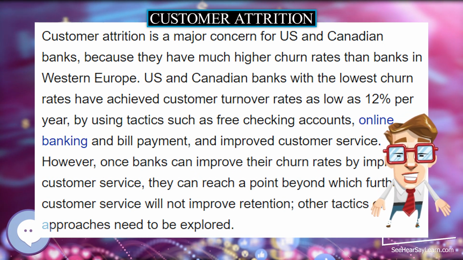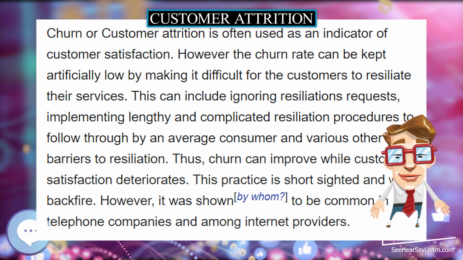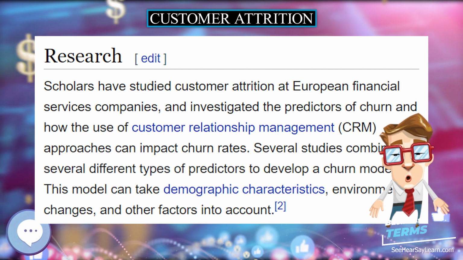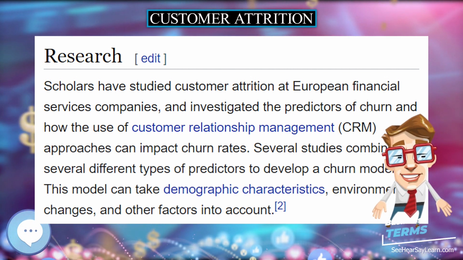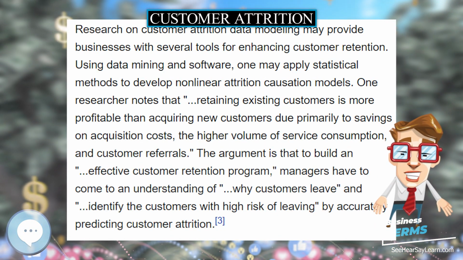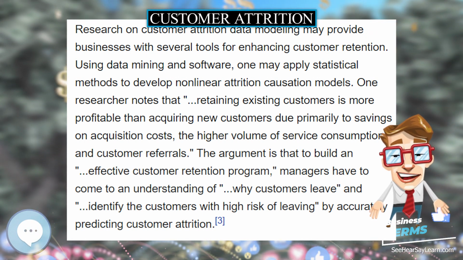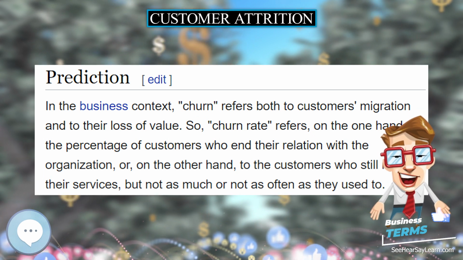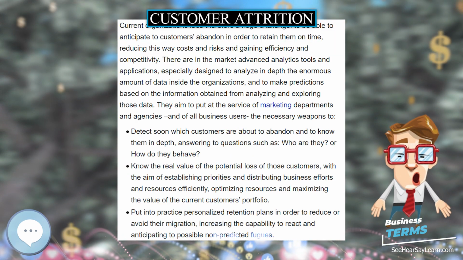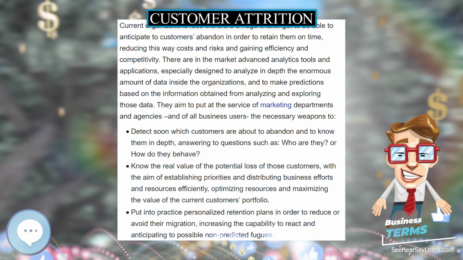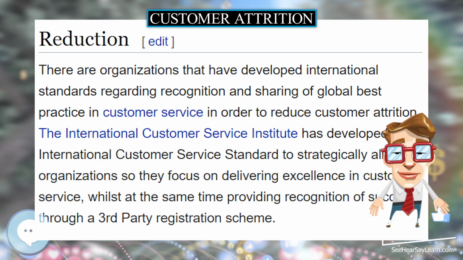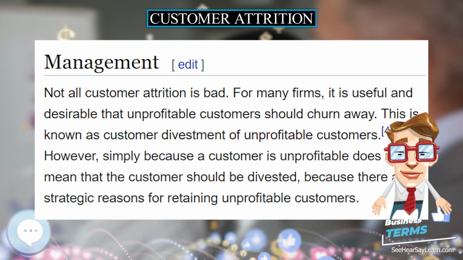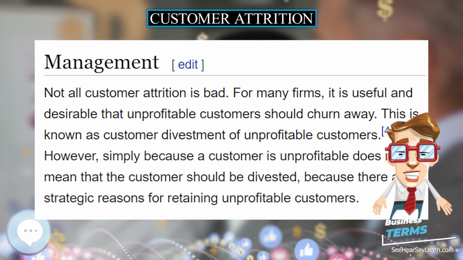Customer attrition is a major concern for US and Canadian banks, because they have much higher churn rates than banks in Western Europe. US and Canadian banks with the lowest churn rates have achieved customer turnover rates as low as 12% per year, by using tactics such as free checking accounts, online banking and bill payment, and improved customer service. However, once banks can improve their churn rates by improving customer service, they can reach a point beyond which further customer service will not improve retention. Other tactics or approaches need to be explored.